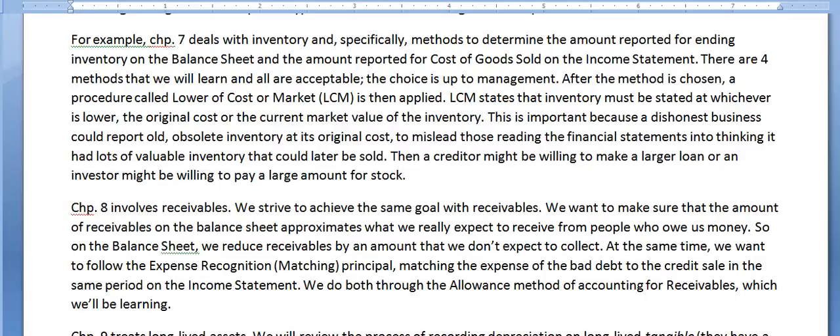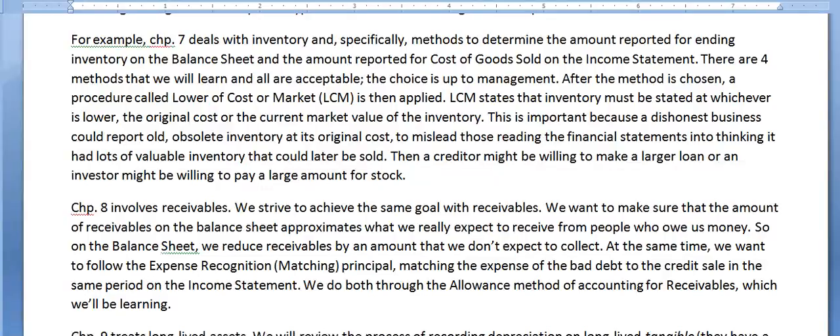LCM states that inventory must be stated at whichever is lower, the original cost or the current market value of the inventory. This is important because a dishonest business could report old, obsolete inventory at its original cost to mislead those reading the financial statements into thinking it had lots of valuable inventory that could later be sold. Then a creditor might be willing to make a larger loan, or an investor might be willing to pay a large amount for the stock.